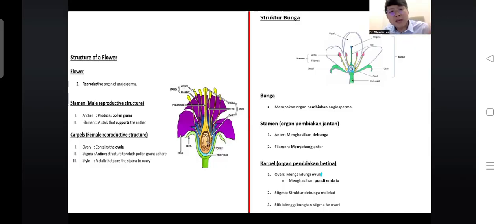Fertilization is when the male gamete nucleus fuses with the female gamete nucleus, forming a diploid zygote. So fertilization happens after pollination. You must do pollination first. That means the pollen grain must go from the male anther to the female stigma first. And this petal has a very important attractive characteristic that attracts the attention of insects or small animals, like birds.